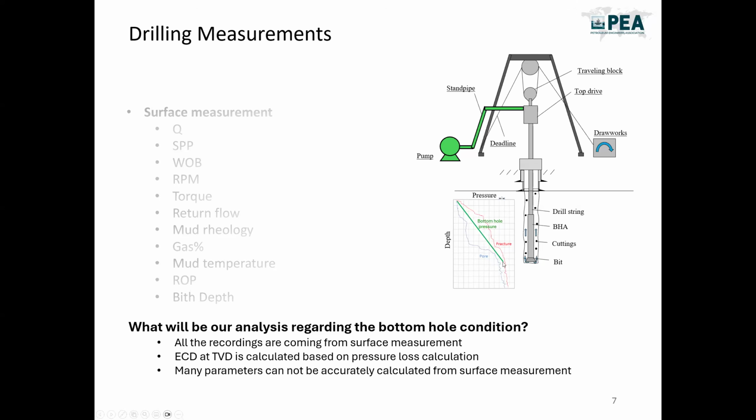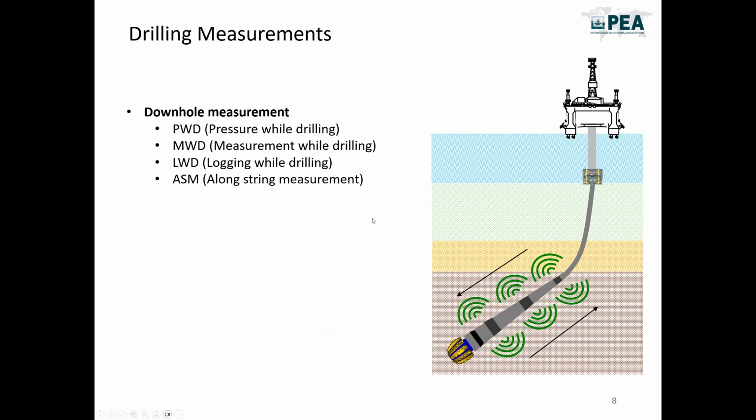If the mud window is wide enough, we don't have that much of a problem. But if the mud window is narrow, then there is a problem, because if the calculated ECD is not that accurate, then you might not be in the safe zone. Then the question is, what can we do next? The next step is that we need to bring some data from downhole.